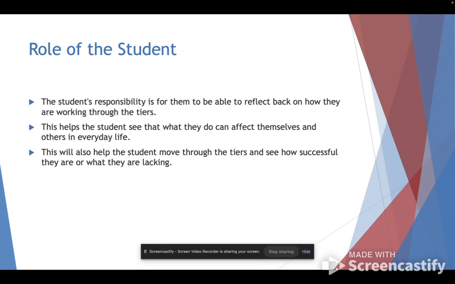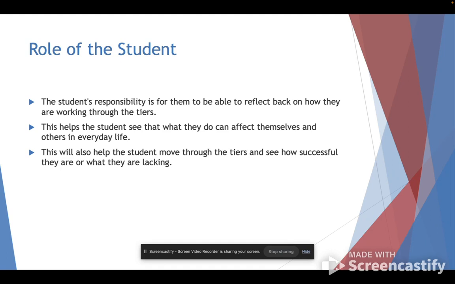And then the role of the student is, the student's responsibility is for them to be able to reflect back on how they are working through the tiers. This helps the student see that what they're doing can affect themselves and others in everyday life. And this will also help the student move through the tiers and see how successful they are or what they're lacking.